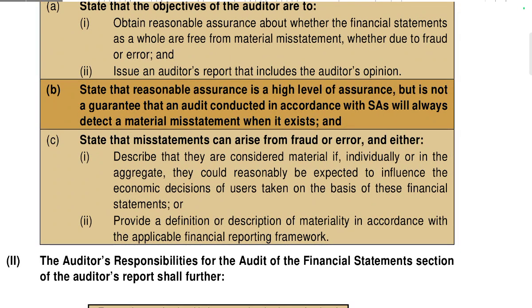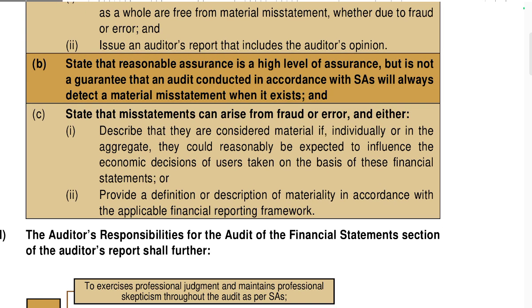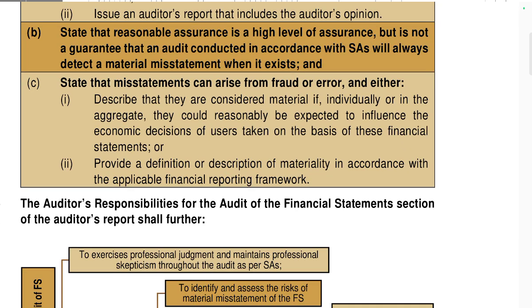Reasonable assurance is a high level of assurance but is not a guarantee that an audit conducted in accordance with auditing standards will always detect a material misstatement when it exists. Misstatements can arise from fraud or error. The report shall describe that misstatements are considered material if, individually or in the aggregate, they could reasonably be expected to influence the economic decisions of users taken on the basis of the financial statements.